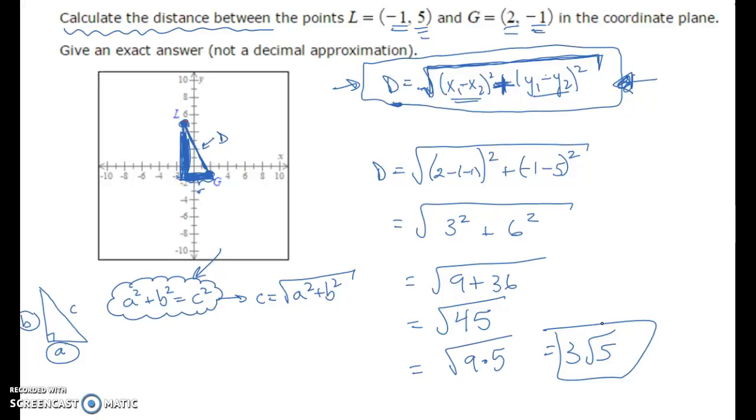That's it. This formula comes up so many times moving forward in your math classes, and if you can make peace with it and tie it to the Pythagorean theorem, it's not going to be such a terrible thing every time you come across it. Good luck with these.